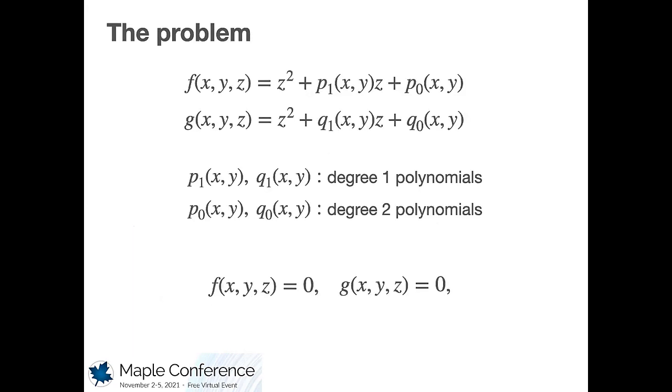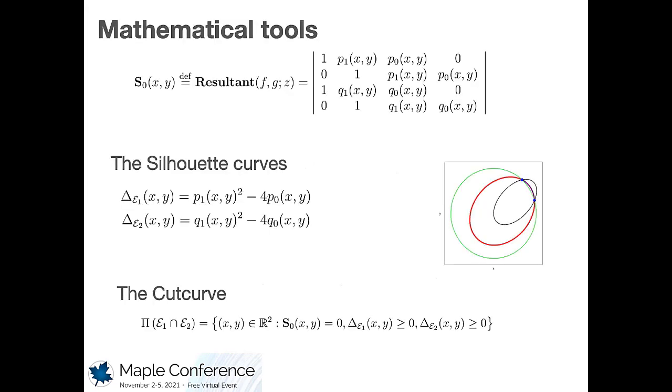Our work was essentially devoted to the most difficult case, in which both quadrics are defined by two polynomials of the second degree. To compute the cut curve, we use the resultant of two polynomials, f and g, with respect to the z variable. This curve is defined in a planar region defined by the discriminant of f and g with respect to the z variable. The two discriminants define a planar region where the cut curve is inside.